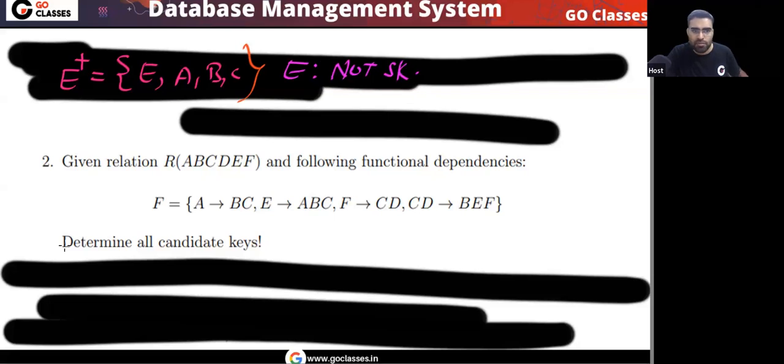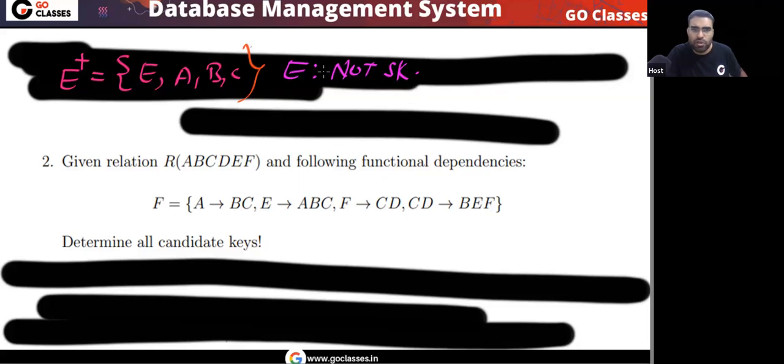Okay, which other attribute? See, A can bring BC. E can bring ABC. So that's it. Yes or no? E is not a super key. Agree with me? E cannot bring F. So you can see E is not a super key. So which attribute should I check? Let me know.